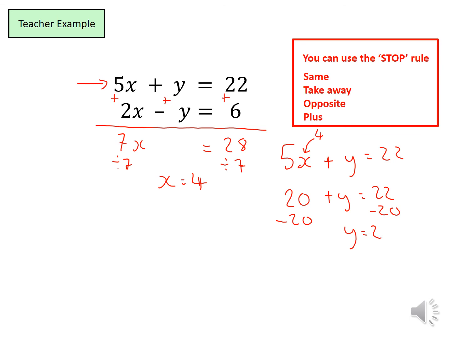If I wanted to double check my answer again, I can substitute back into the other equation. Okay, so I'll write it out again. 2x minus y equals 6. I know that x is 4 and I've just worked out y to be 2. So 2 times 4 is 8. Take away y, which is 2, equals, does it equal 6? Yes, it does. Therefore, my values for x and y are correct.